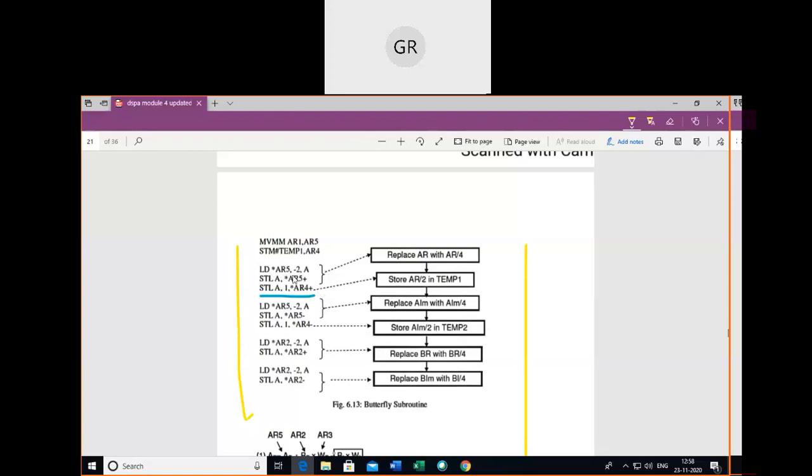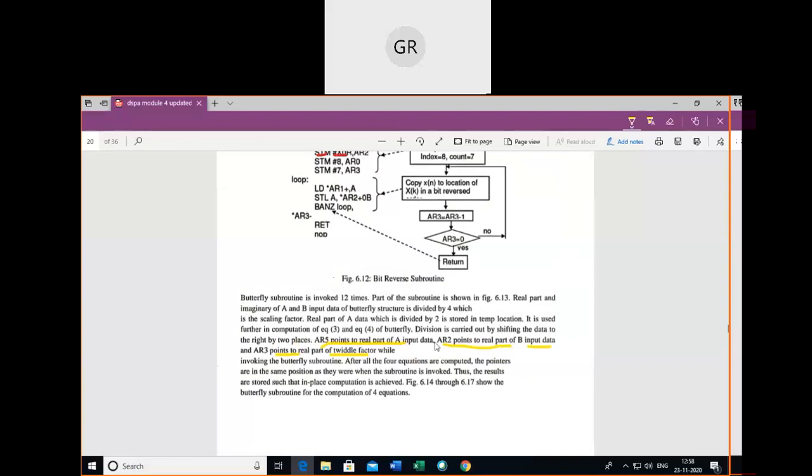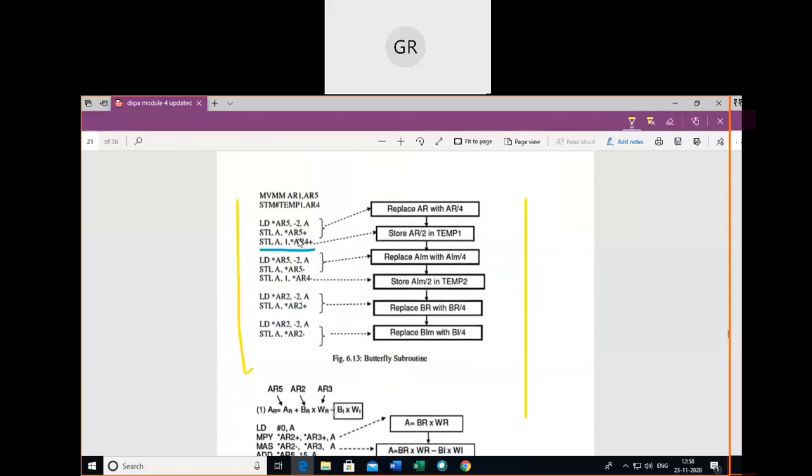Load AR5, comma -2, comma A. This stores the lower bits of A in the AR5 register. Here AR5 points to which value? The real part of the input data, right? That's why. Here AR5 with -2 means shift right 2 times. That is, this program replaces AR with AR divided by 4, the real value of the input divided by 4. Just remember this.